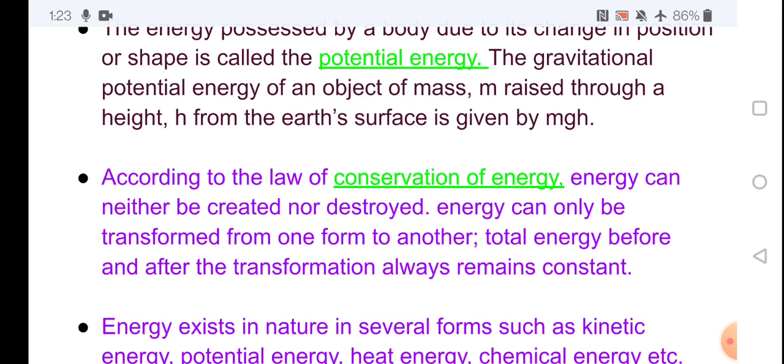Conservation of energy tells us that energy cannot be created or destroyed. We can simply transform it from one type of energy to another type of energy, but the total energy before and after transformation will always remain constant. This is the conservation of energy statement.